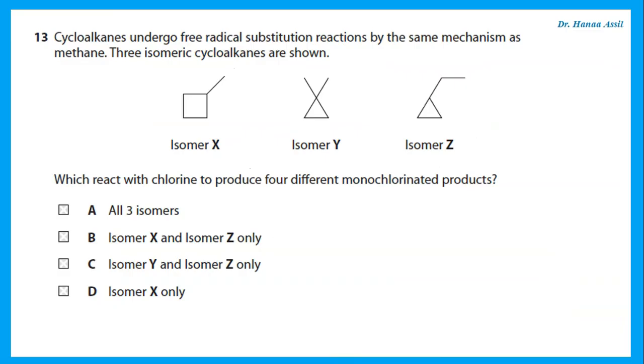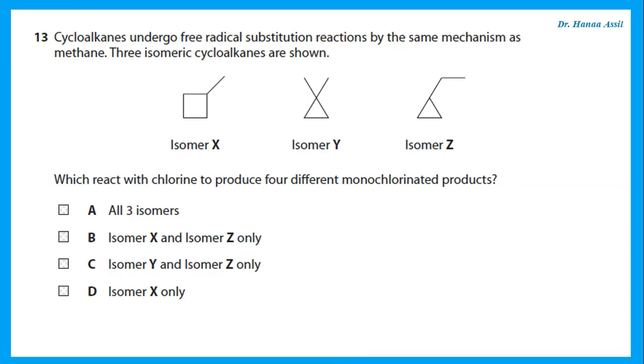Cycloalkanes undergo free radical substitution reactions by the same mechanism as methane. 3 isomeric cycloalkanes are shown. Which of these react with chlorine to produce 4 different monochlorinated products? That means we want to react with chlorine and put chlorine in 4 different positions or on 4 different carbons. So let's take a look.